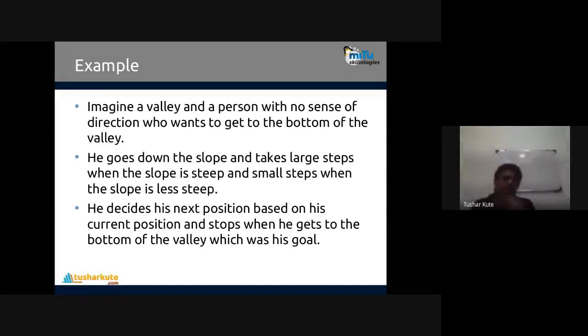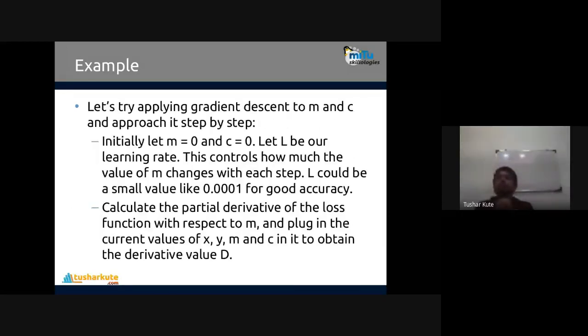Difference between them also. It's got a gradient descent. Now let's apply that gradient descent to our algorithm of M and C. So gradient descent is one of the methods by which we can identify the value of M and C. Initially, for example, if you keep M is equal to 0, C is equal to 0, and we will learn the value of M and C with the help of gradient descent.